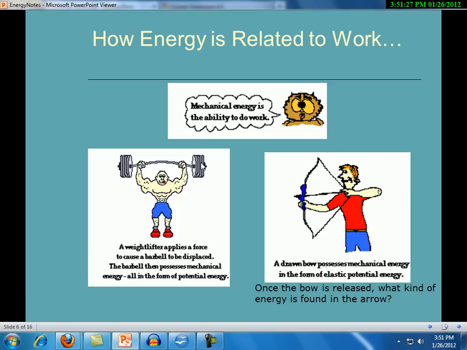If he drops that, mass and height will be dependent, but it will hurt him. Here, same thing. Potential energy: you're pulling back an elastic bow for a bow and arrow, and how much you pull back and the mass of it will determine how much potential energy it will have when you let go, and then it turns into kinetic energy. It says once the bow is released, what kind of energy is found? Kinetic.